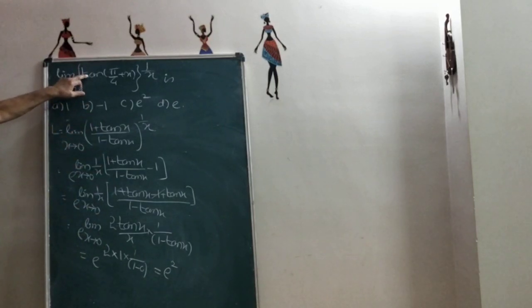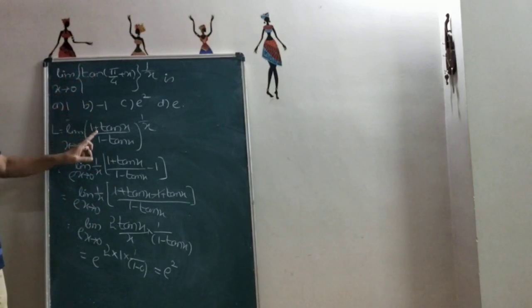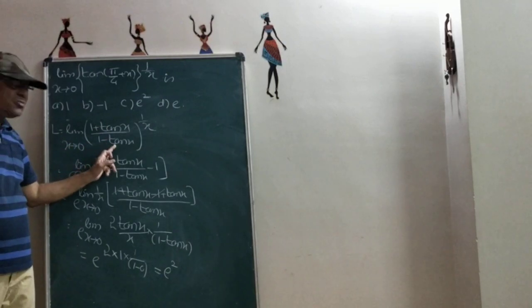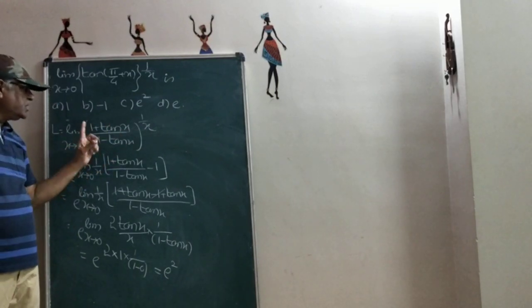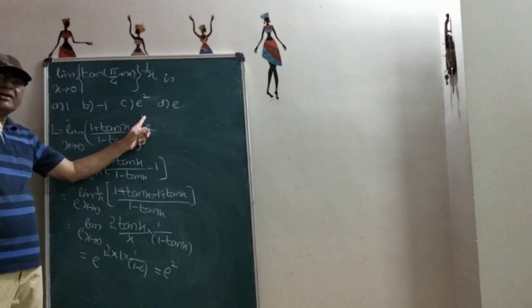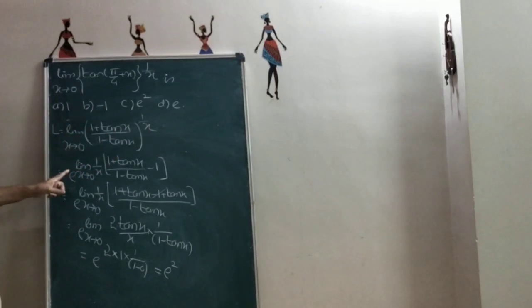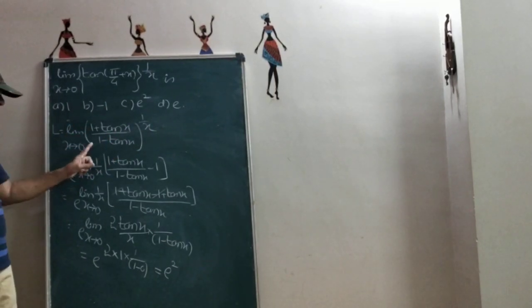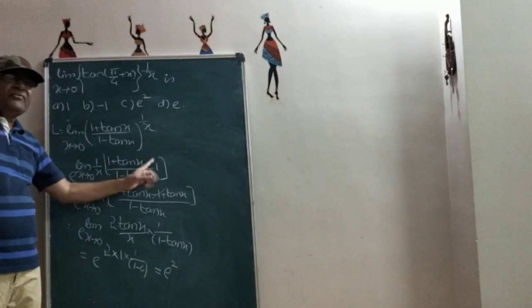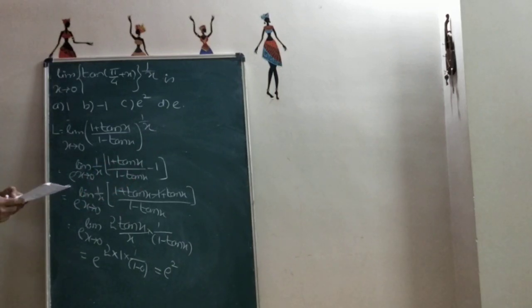So you are using here tan of (pi by 4 plus x) is (1 plus tan x) divided by (1 minus tan x). Then use the result f of x raised to g of x. What is f of x raised to g of x? E raised to limit of g of x into the bracket f of x minus 1. Okay, then simplify the term.